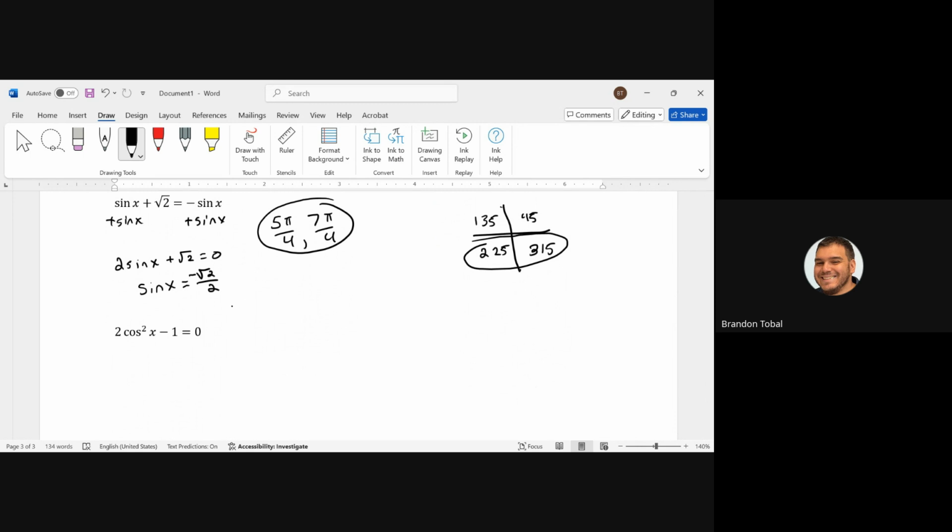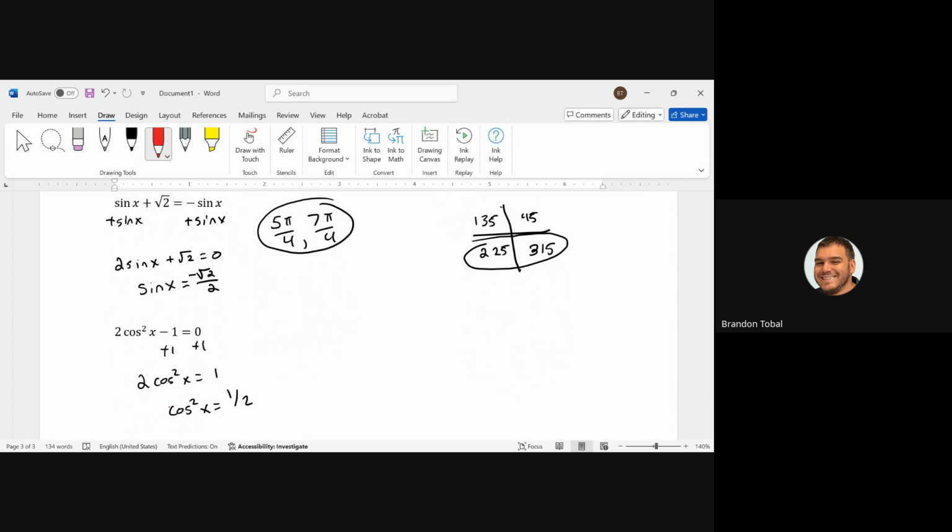Looks familiar, but now it's cosine squared. Let's see how that changes everything. Plus 1 plus 1. So 2 cos squared x equals 1. Divided by 2, divided by 2. Cos squared x equals a half.